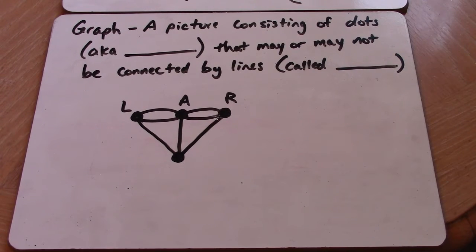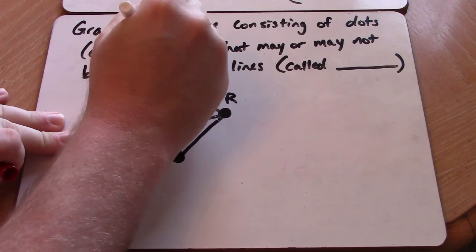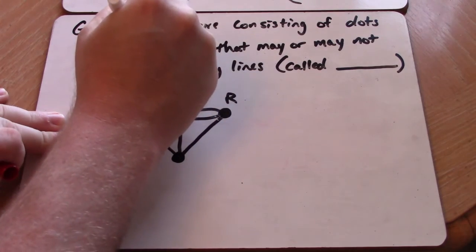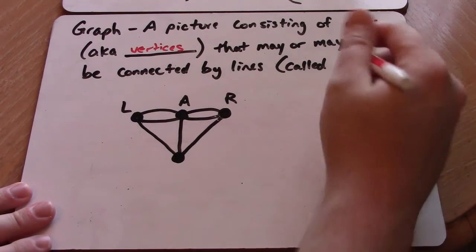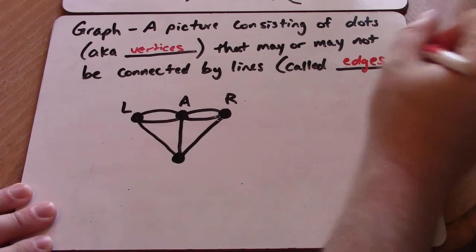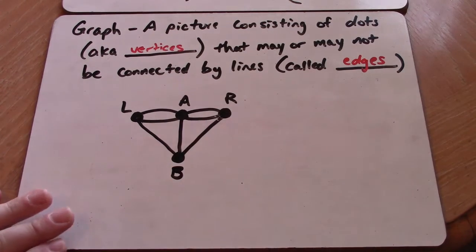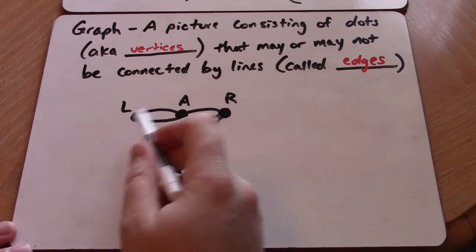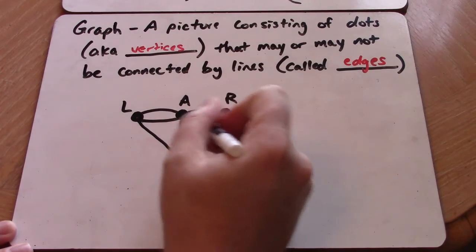So there on your screen, you will see the definition for the word graph. A graph is a picture consisting of dots, which we call vertices, that being the plural of the word vertex, that may or may not be connected by lines, which we call edges. So in this case, the vertices, which are L, A, R, and B, represent the land masses from the previous problem. L and R being the banks, A and B being the islands. And the edges connecting those dots represent the bridges.